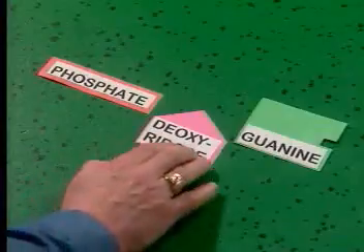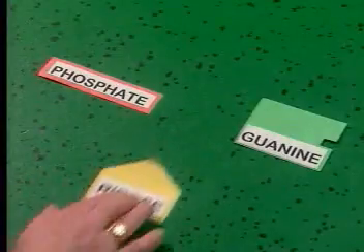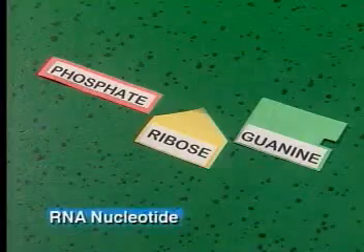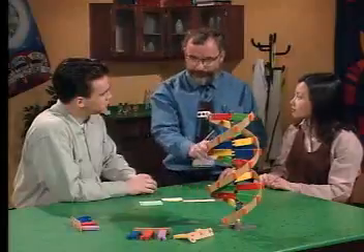Now, look what happens when I replace the deoxyribose with the ribose. Now I have made an RNA nucleotide with the base guanine. I see. Phosphate is the same, and the nitrogen base part, which makes it guanine, is the same in both molecules. Right.